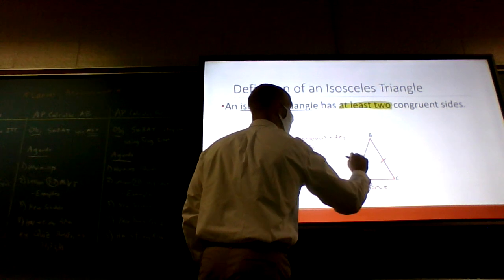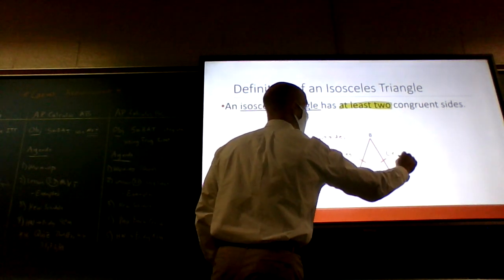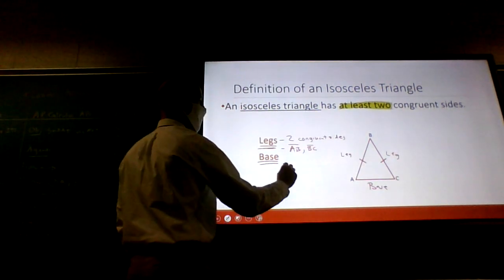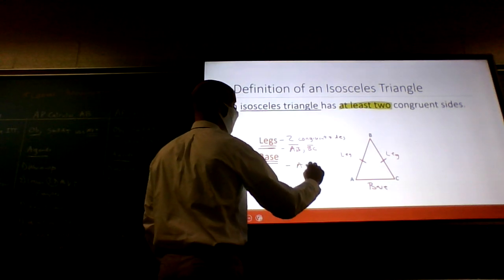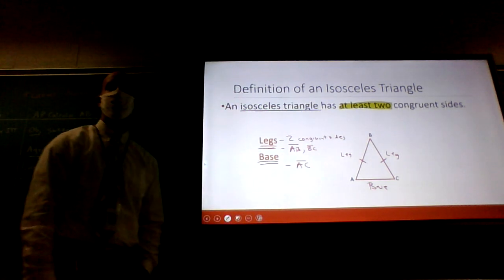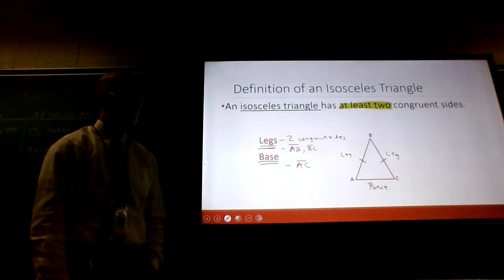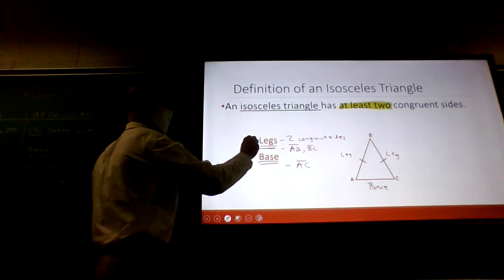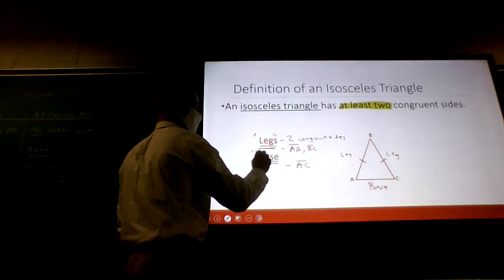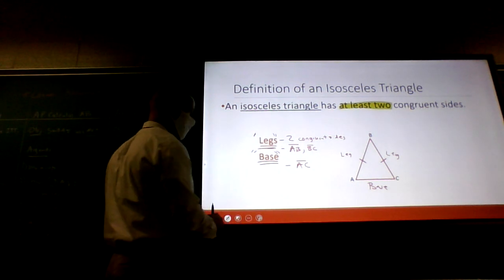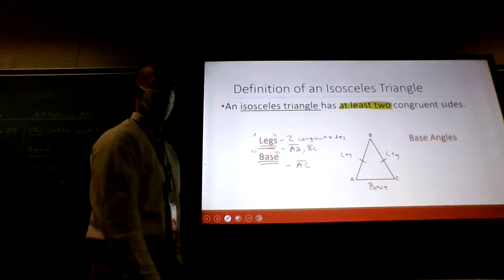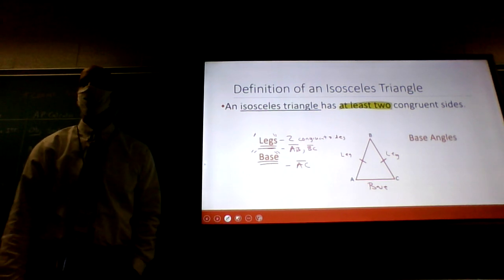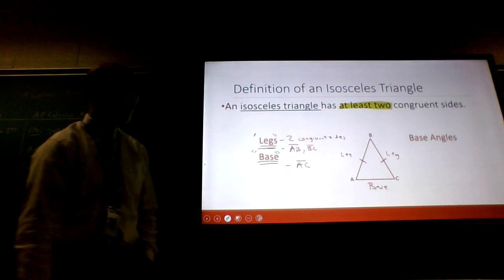I guess I should write this up here too. This is a leg, and this is a leg. The base in this example is segment AC. It's typically the non-congruent side of the isosceles triangle. So when you hear the terms legs or base, that's what that means. Now the base angles, anybody want to take a stab at what they think they are? A and C. You got it.